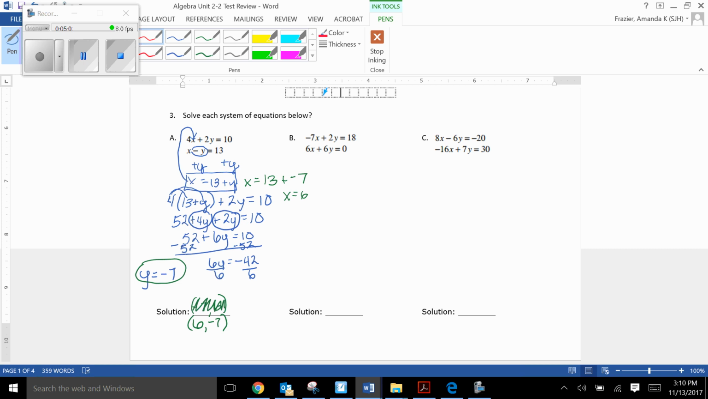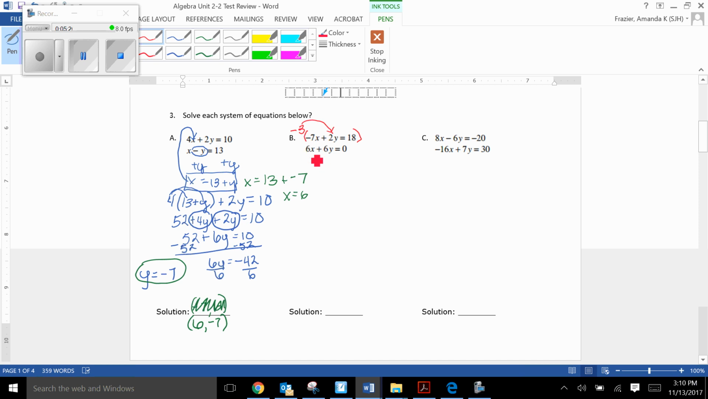Negative 7x plus 2y equals 18, and 6x plus 6y equals 0. So I'm going to use elimination on this method. I'm going to multiply my top equation by negative 3, because I want to get this right here, my 2y, to be negative 6y. So I can add them together and eliminate them.